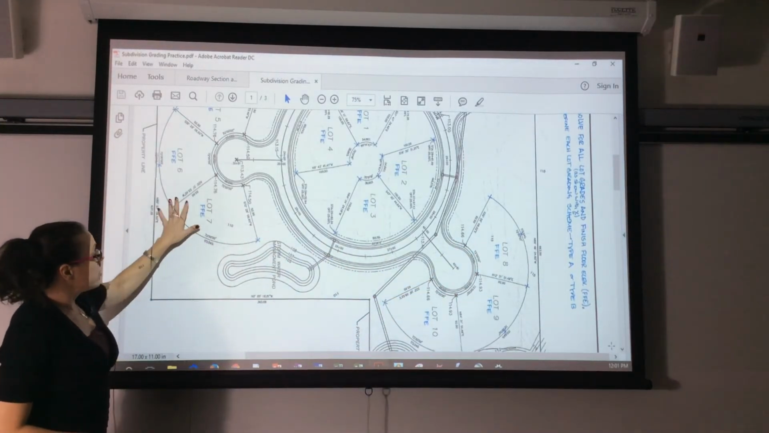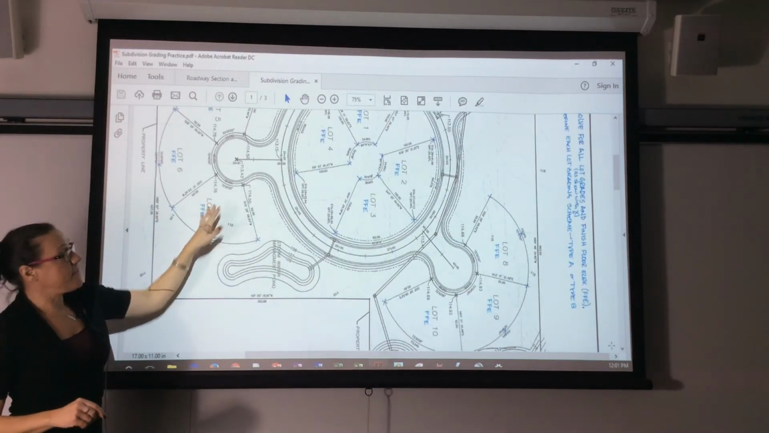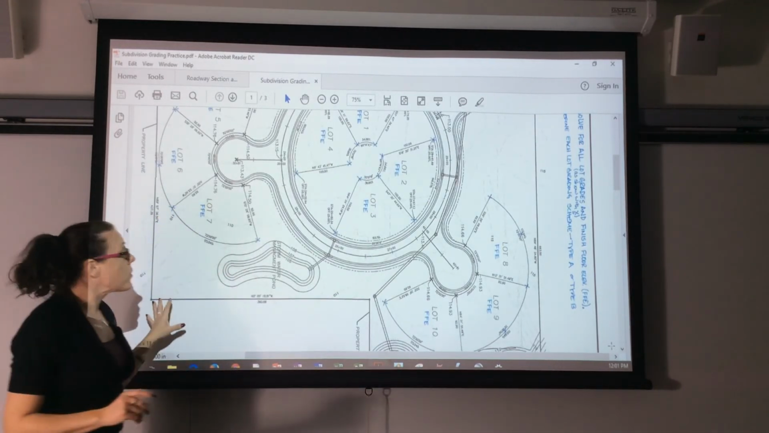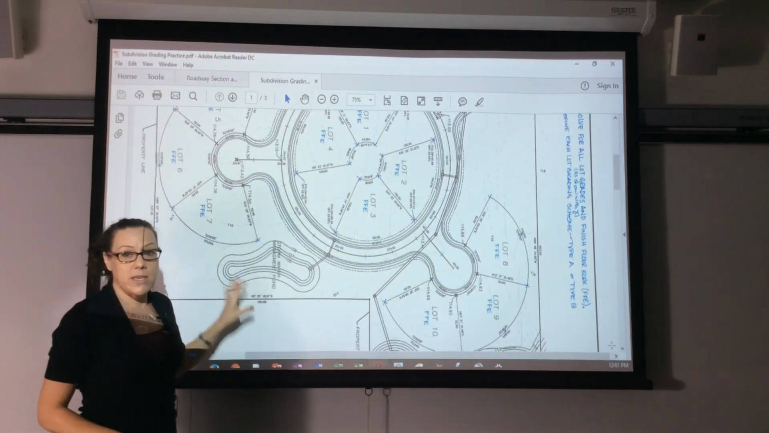Now your job is to tell me what the elevations are at the 4 corners and the finished floor elevation. If you have questions on this, please send me a message. All right? So that's it for the instructions.